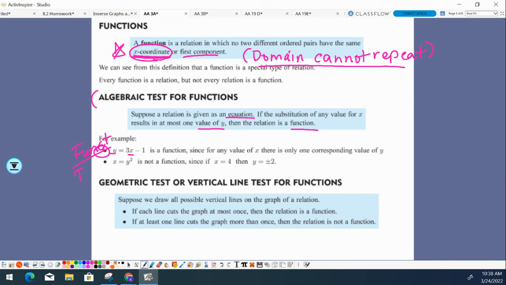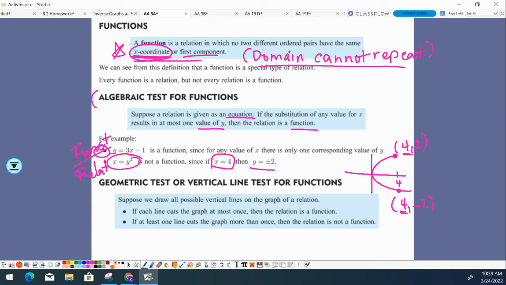But the second one, we just call this a relation, because say that we plug 4 in for x, I'm going to get two separate y values. So think back to that graph. When x is 4, this point right here is positive 2. This point down here would be negative 2. So for each value of x, I get two different y values, which is forcing the x values to repeat. So that's why we say this is not a function, because the x values repeat.